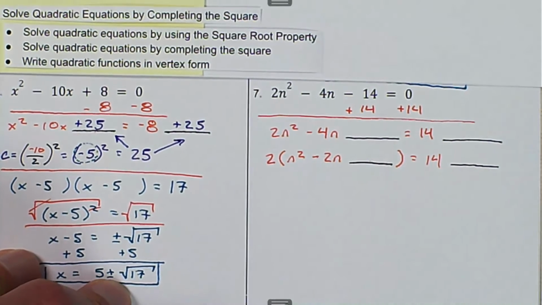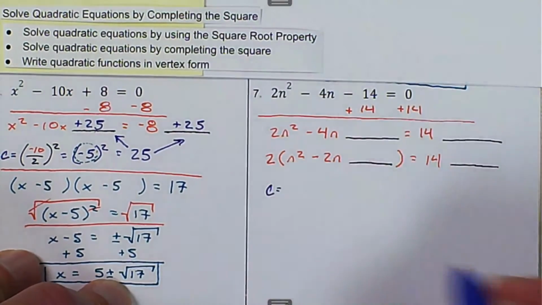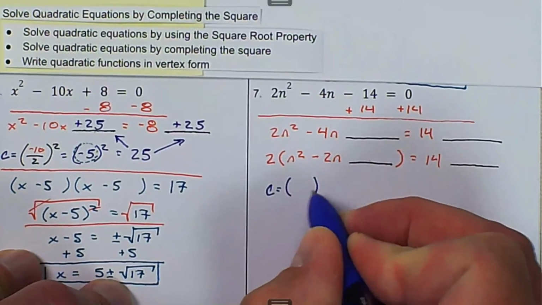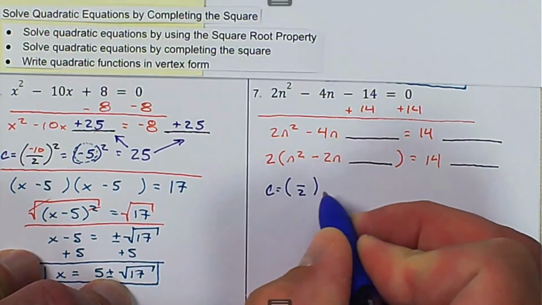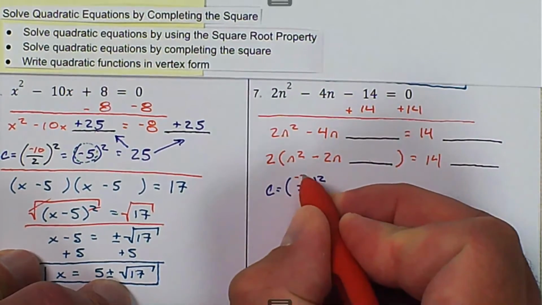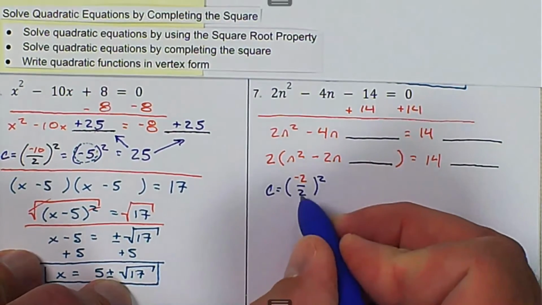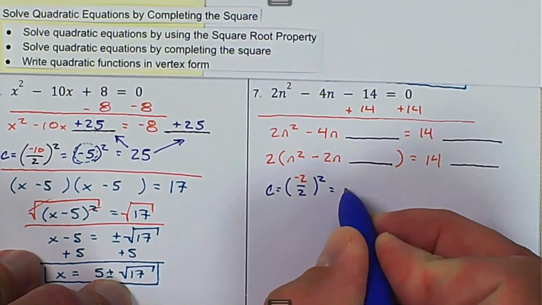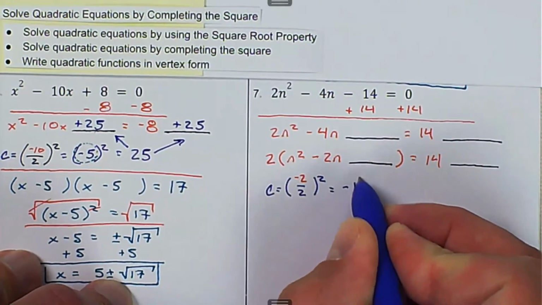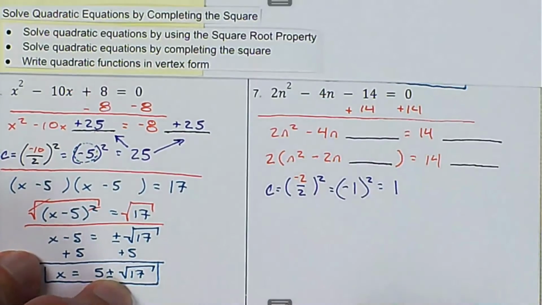So again, our c value that we have to calculate, we're going to take our b value and divide it by 2 and then square it. In this case, our b value is negative 2. So negative 2 divided by 2, that's equal to negative 1. And negative 1 squared is equal to 1.